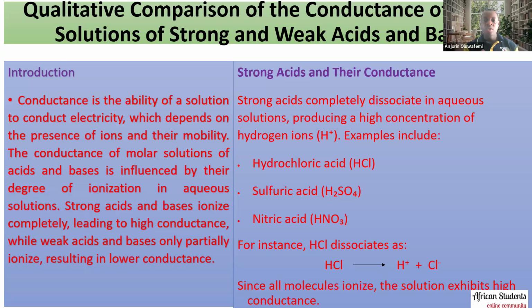Now, let's focus on hydrochloric acid and look at its dissociation. When hydrochloric acid dissociates in water, it will dissociate into hydrogen ion and chloride ion. Having done that, we discover that because there's a complete ionization or dissociation in water, it will exhibit what? A high conductance. It will have a high conductance.